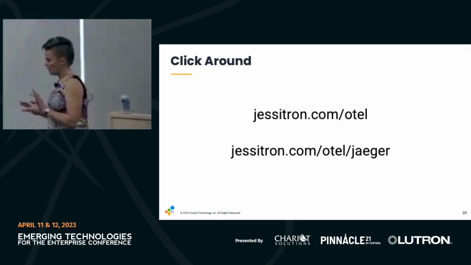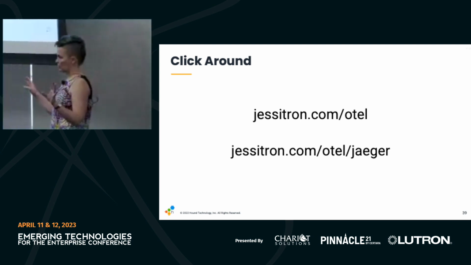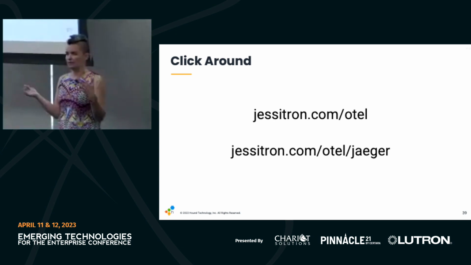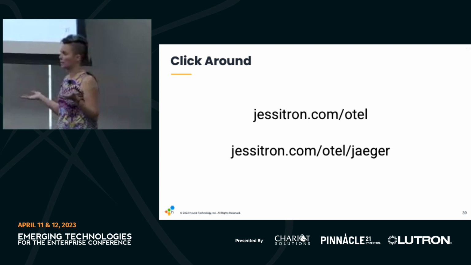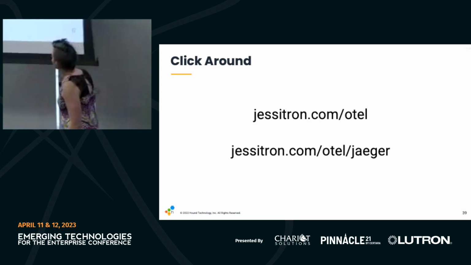Now, Jaeger is a telemetry backend for traces only, and it's open source. Zipkin is also another one, but Jaeger's the big open source tracing tool.